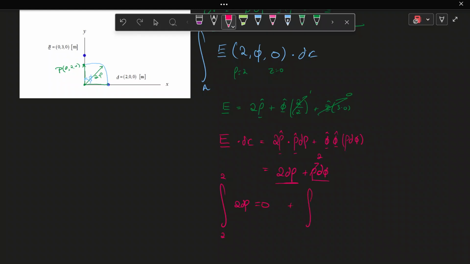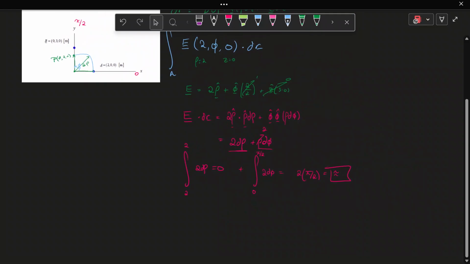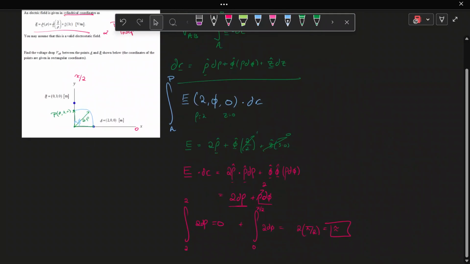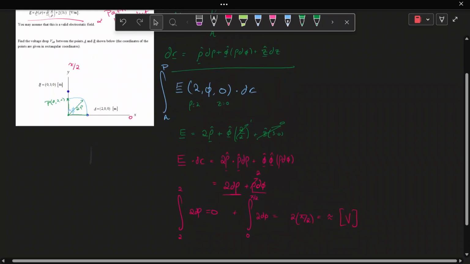Then we have to add it to the integral of 2 d phi from what to what? Well, we're starting at the x-axis, which we can assume to be 0, and we're going to the positive y-axis, which can be pi over 2. So this is from 0 to pi over 2, which is equal to 2 times pi over 2, which is equal to pi. So this is the voltage drop. Make sure to put the units: voltage drop from point A to point P.